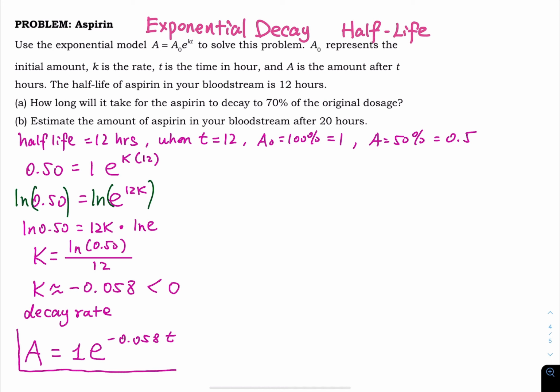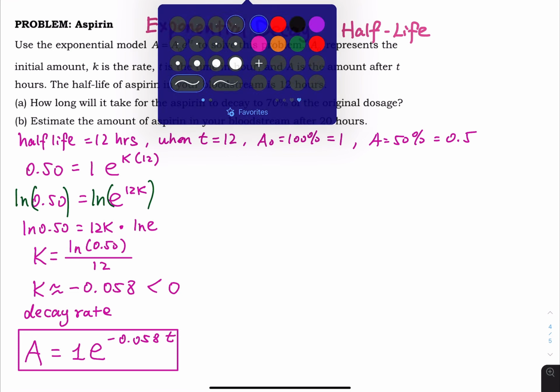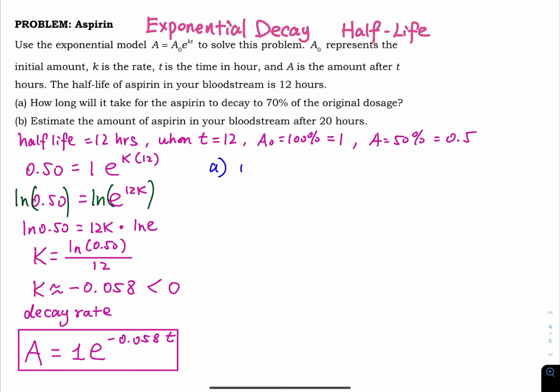Usually I box this because I will have to use this model a few times to answer some questions. Now we are officially solving the first question. They are asking how long will it take for the aspirin to decay to 70%. So the current amount is 70%. For part A, 0.70 equals 1 times e to the negative 0.058t. You have to tell me the time, right? Then solve for t. Divide both sides by 1. Nothing changes.